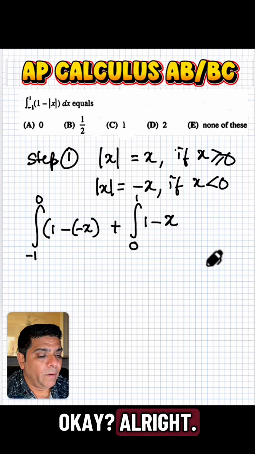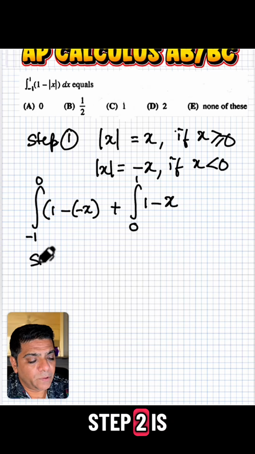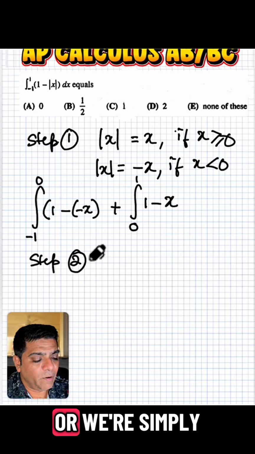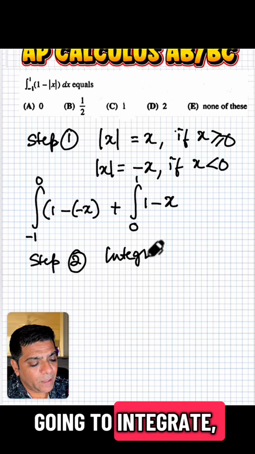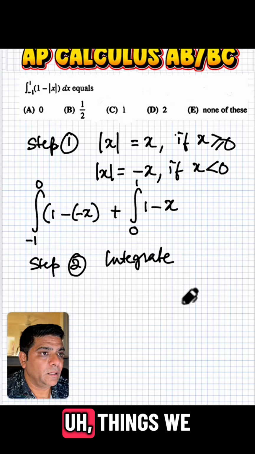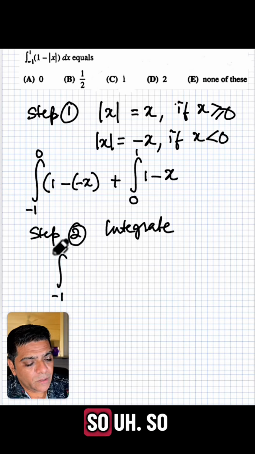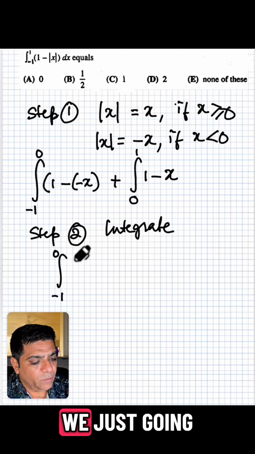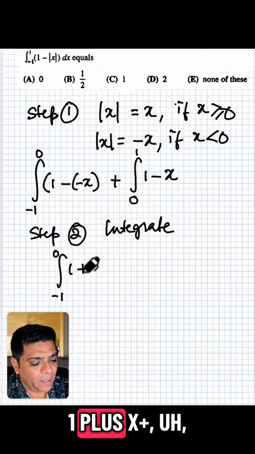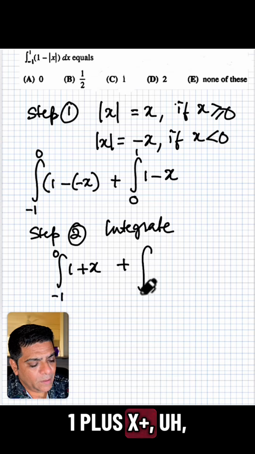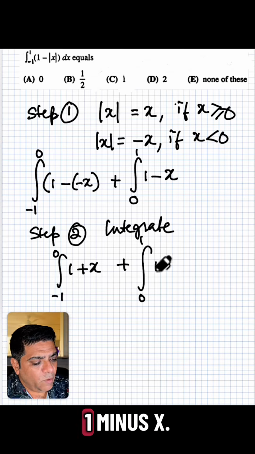Okay, so after this, step 2 is we are going to find the antiderivative, or we're simply going to integrate both of these things we just split up. So the first one is going to become, we just go ahead and add that, 1 plus x, plus from 0 to 1, 1 minus x.